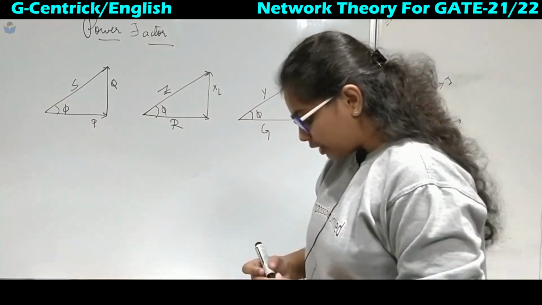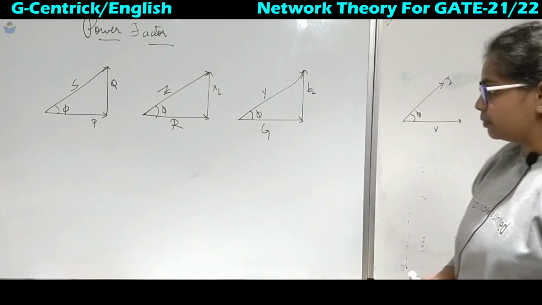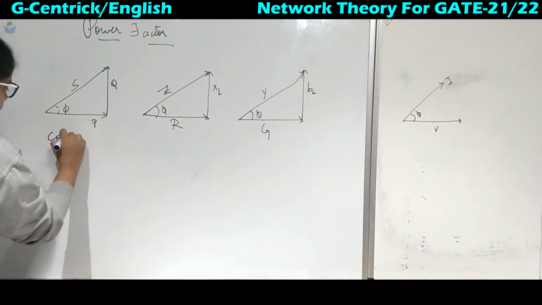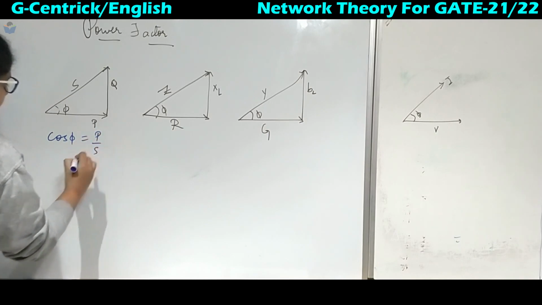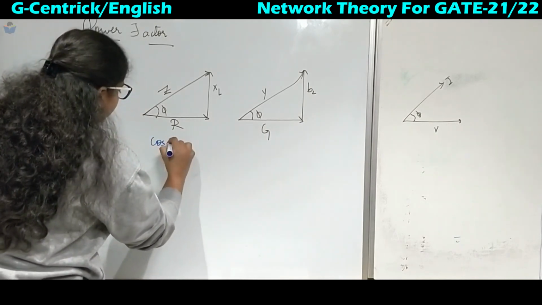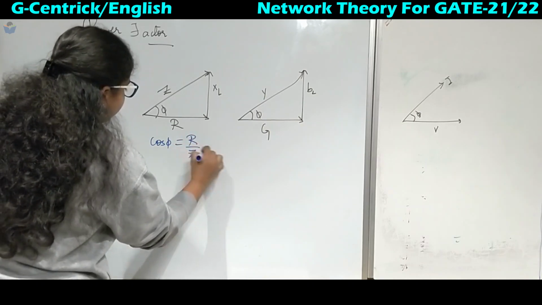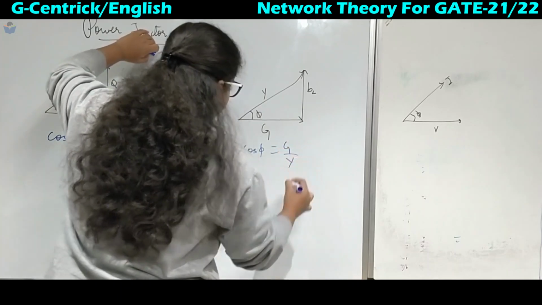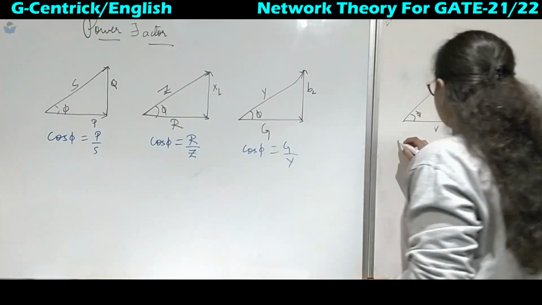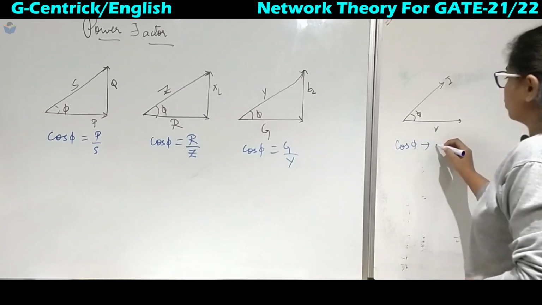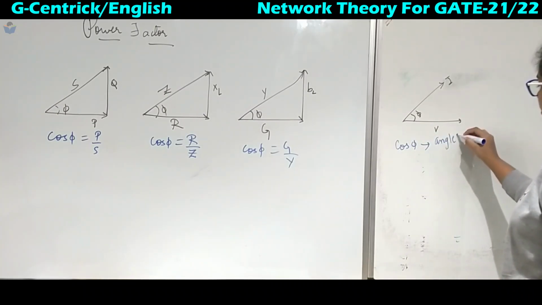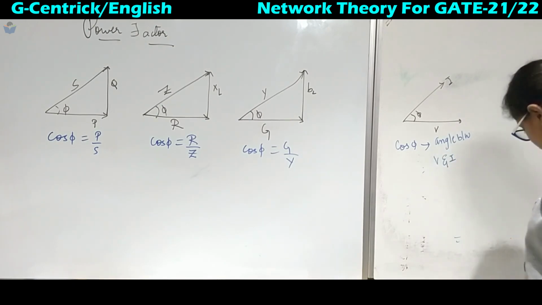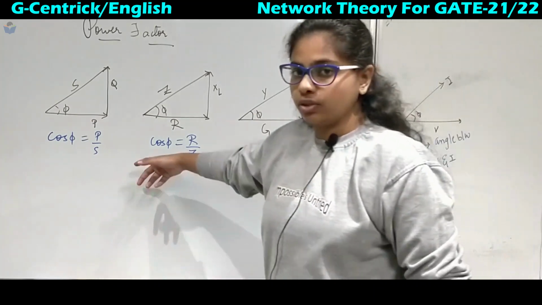Now we will define cos phi for each of them. Cos phi is base upon hypotenuse. So cos phi is P upon S. Here cos phi is R upon Z. Here cos phi is G upon Y. And here phi is the angle between V and I. We have got all these four terminologies for cos phi.